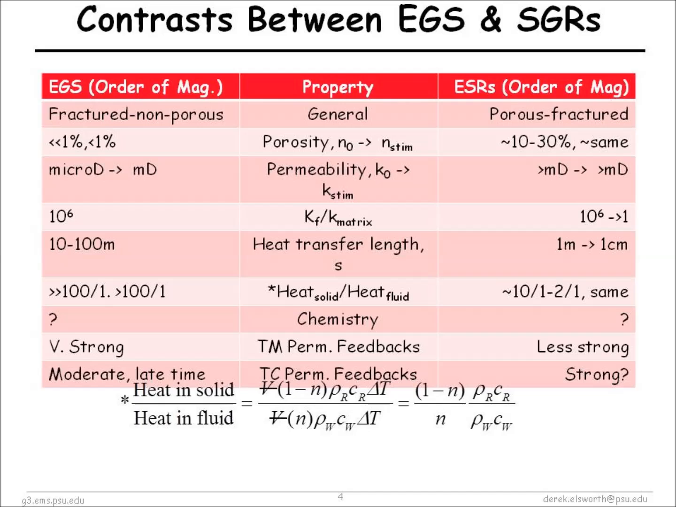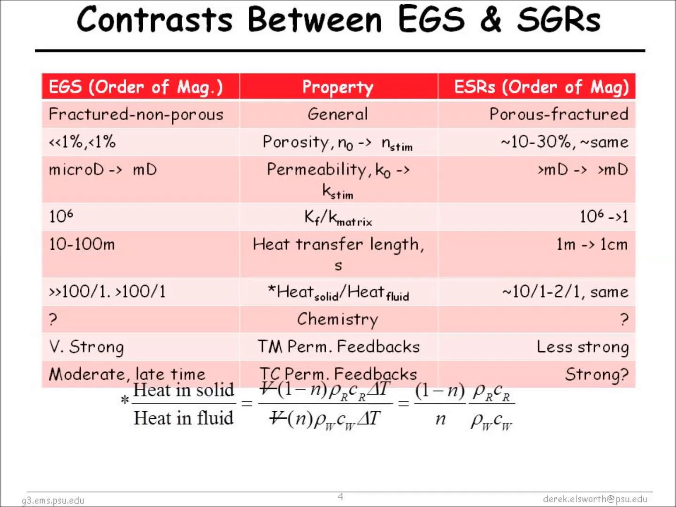And the amount of heat that's in the reservoir in the fluid versus in the solid, you can do a very simple calculation. It's basically related to the ratio of 1 minus porosity to porosity. So if you have 1% porosity in your reservoir, then basically you have 100 times more heat in the blocks than you do in the water. And so you need 100 pore volumes through it to be able to sweep it. And in the case of sedimentary aquifers, it can be closer to 2 to 1 if you have, say, 30% porosity. Chemistry, not going to talk about now.